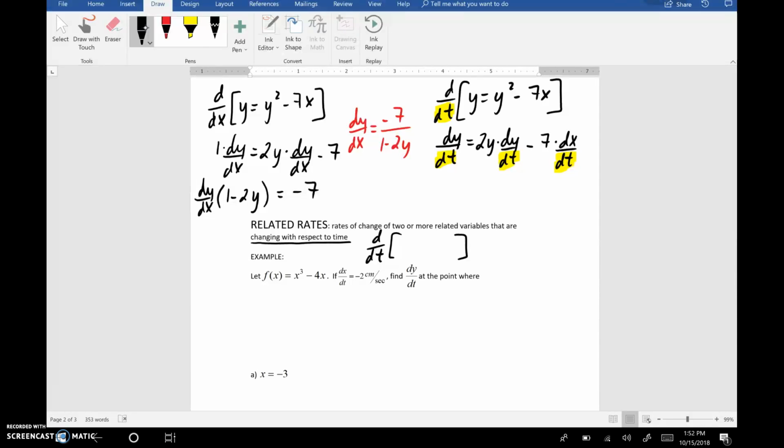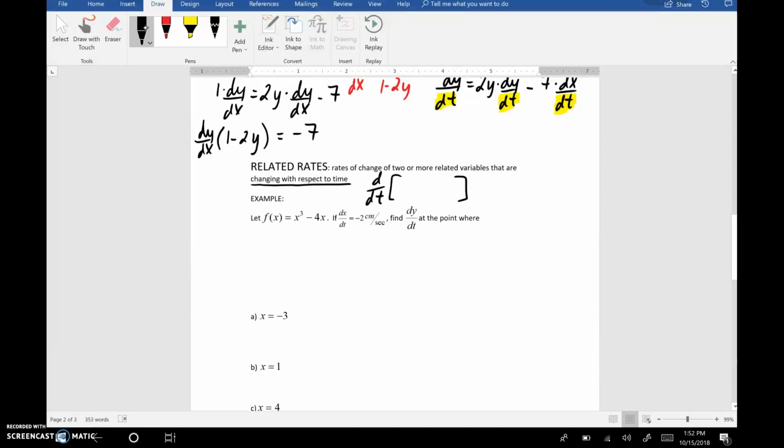Okay, so here's my function, find dy dt at the given point. So the first thing I'm going to do is derive this expression with respect to t. So the derivative with respect to t of this function, okay. So just so we can re-familiarize ourselves with some notation, apply the power rule, 3x squared times dx dt minus 4 times dx dt. Okay, and in words, this means derivative of x with respect to time.